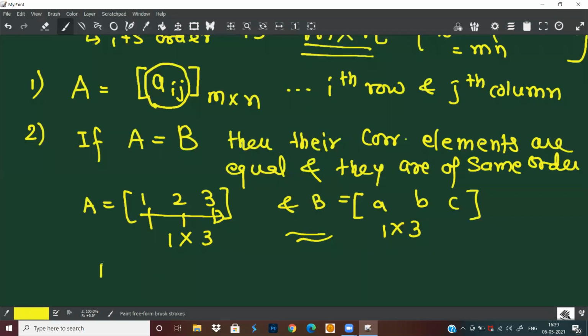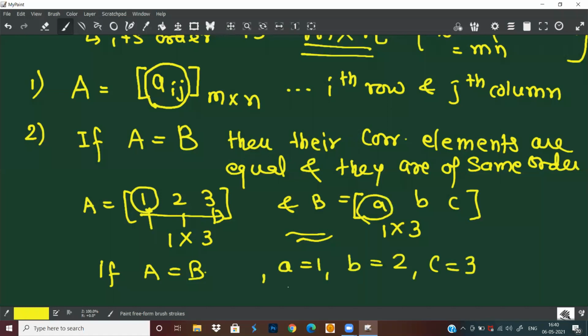And if A is equal to B, then corresponding elements will be equal. मतलब यहाँ बैठा हुआ is same as यहाँ बैठा हुआ. That is, a is 1, b is 2, and c is 3. That is called corresponding elements are equal. And vice versa. If matrices of the same order and corresponding elements are equal, then the two matrices are equal matrices, or they are same.